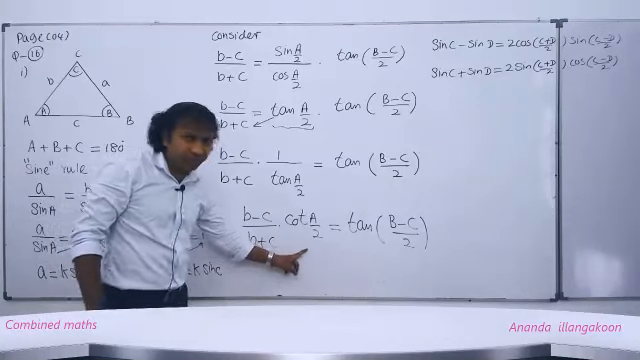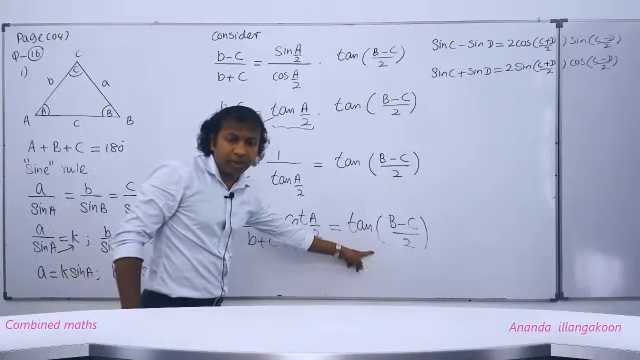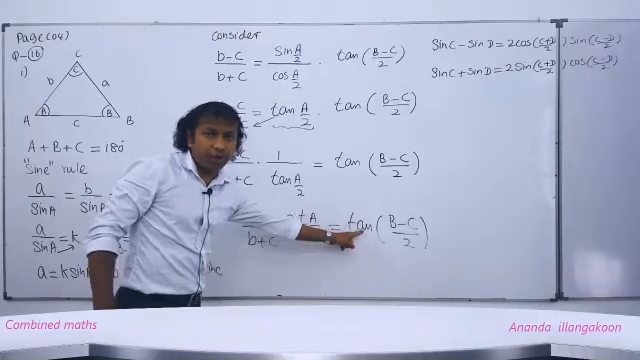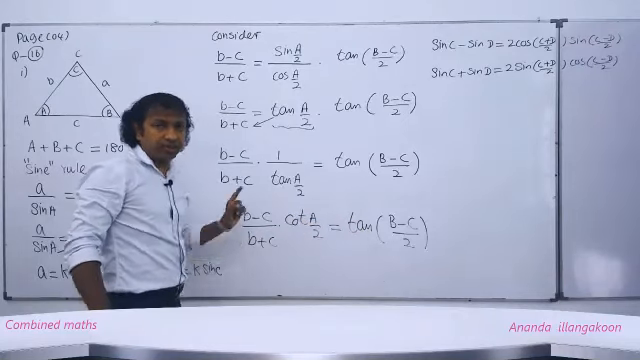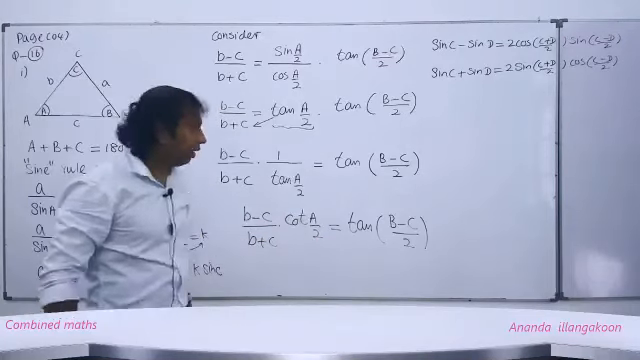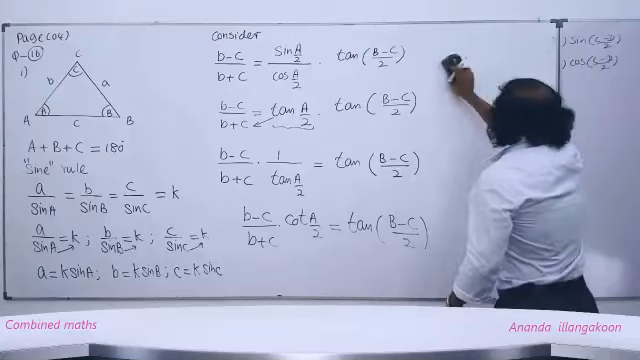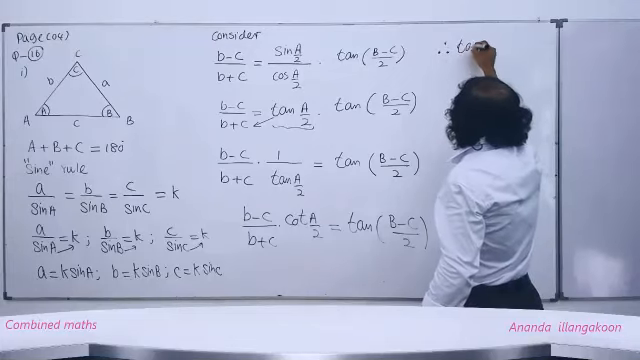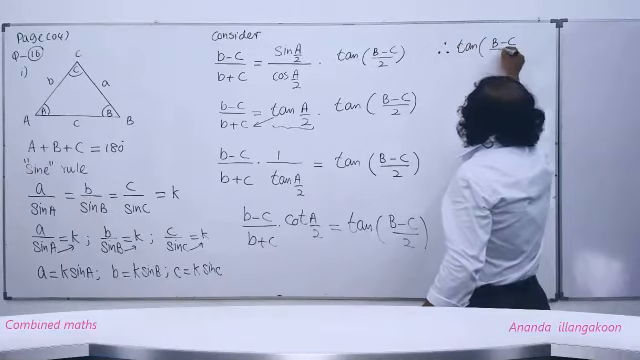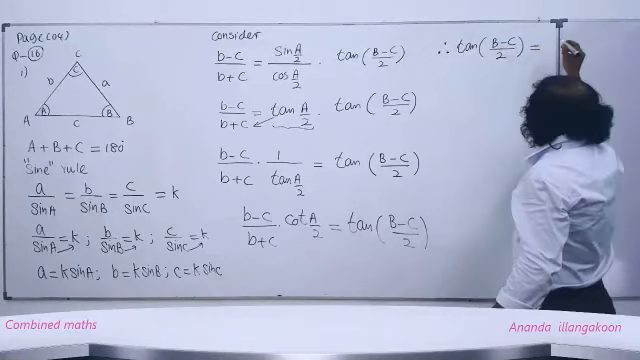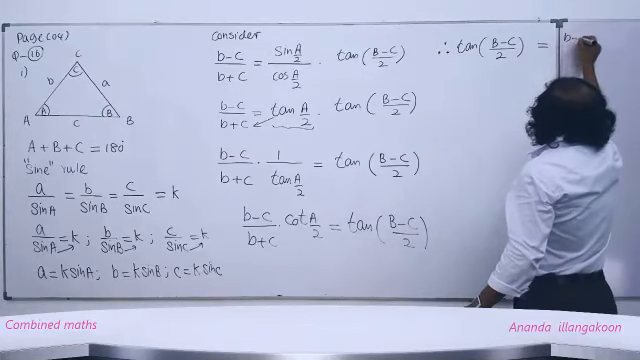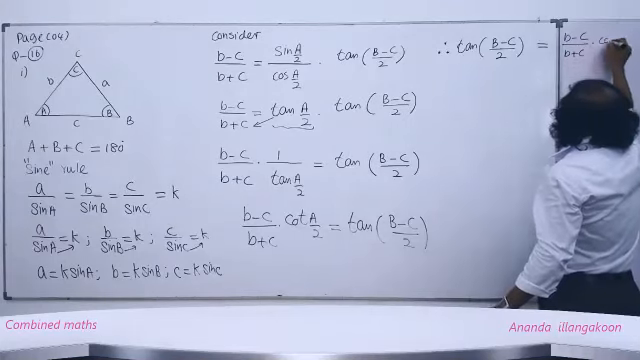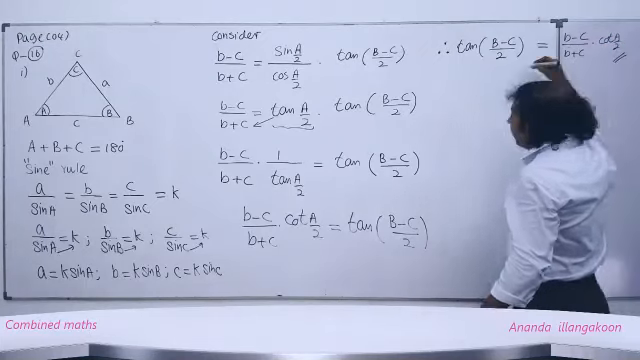The left hand side is equal to the right hand side. What do you mean by that? The right hand side equals the left hand side. X equals Y means Y equals X. So therefore, we get the answer. Understood? Right now. So we'll write the answer. Therefore, we get the answer: tan (B minus C) by 2 is equal to (B minus C) divided by (B plus C) cot A by 2. This is how we do that.